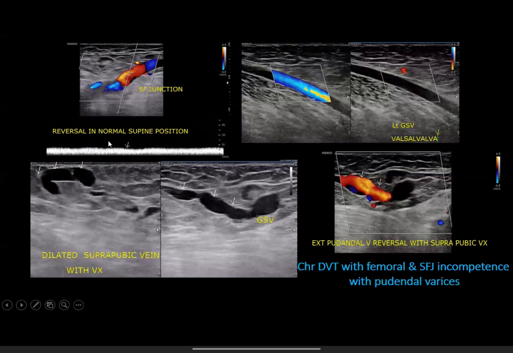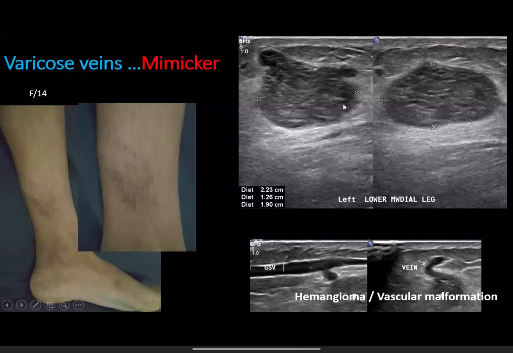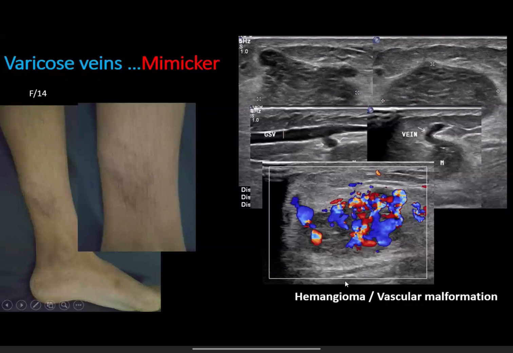This appears to be a mimic of varicose veins, but it is a soft tissue mass with hypoechoic echotexture along the great saphenous vein. It shows multiple vessels. So these are not varicose. This is basically a vascular malformation or hemangioma in the lower leg.